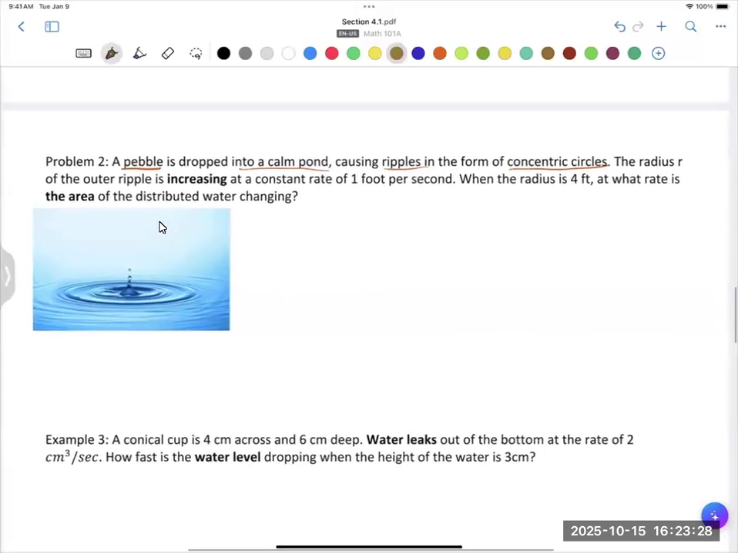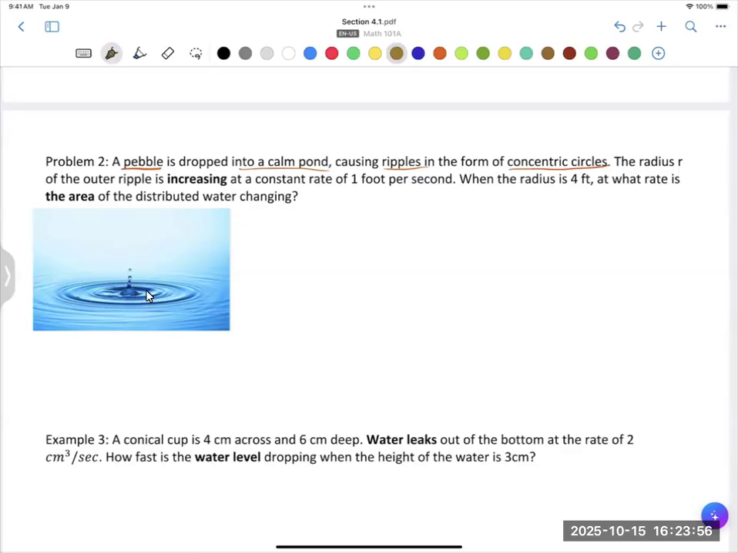Now let's take a look at the second problem. A pebble is dropped into a calm pond, causing ripples in the form of concentric circles. So it looks like this. When a pebble drops and makes concentric circles, the radius of the outer ripple is increasing at a constant rate of 1 foot per second.